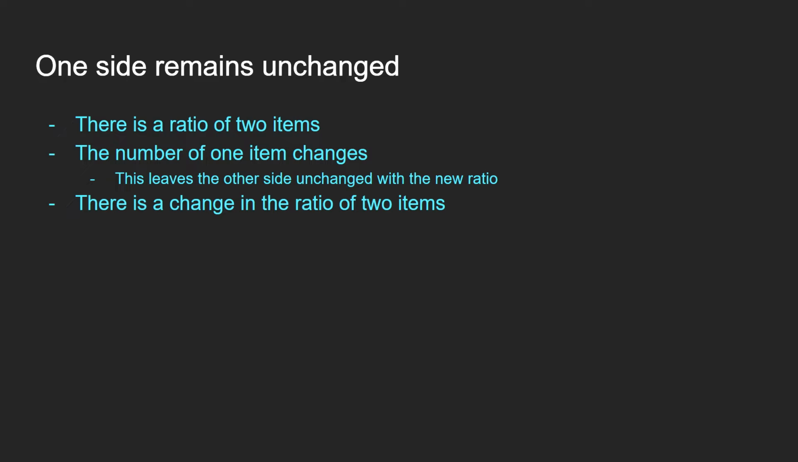And what does this mean? Actually, because only the apples change, the value of the oranges does not change. So we have the same number of oranges from start to end. So that's what it means by one side remains unchanged. And we will actually use this knowledge to solve questions using new ratios. So let's get right into it.